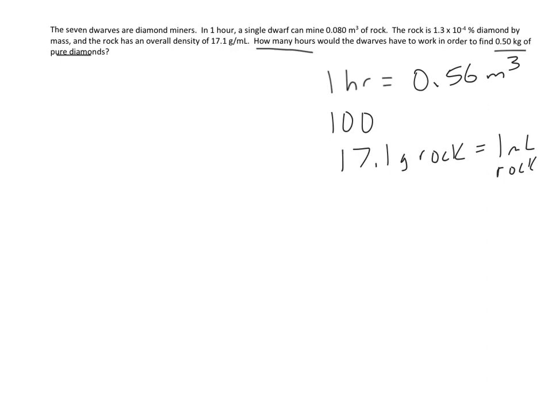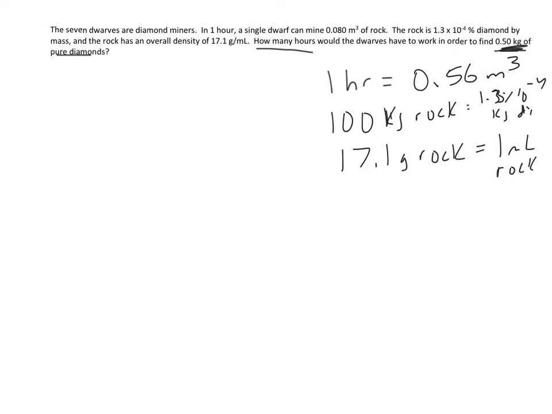So we're trying to go from kilograms of diamonds to hours. In this situation, we're going to need to figure out how much rock there is. We're given the amount of rock in kilograms, so it might make sense to say that for every 100 kilograms of rock, here is how much diamond there is. In this case, it'd be 1.3 times 10 to the negative 4 kilograms of diamond. So that's important.